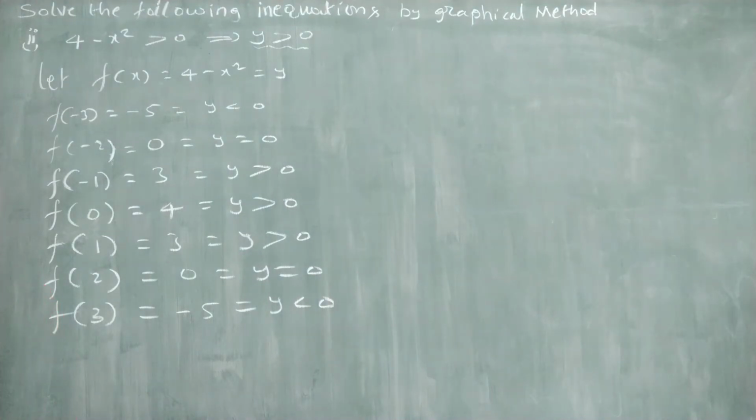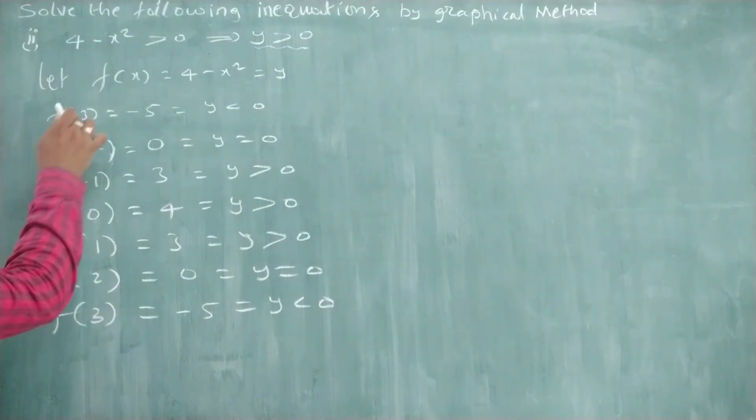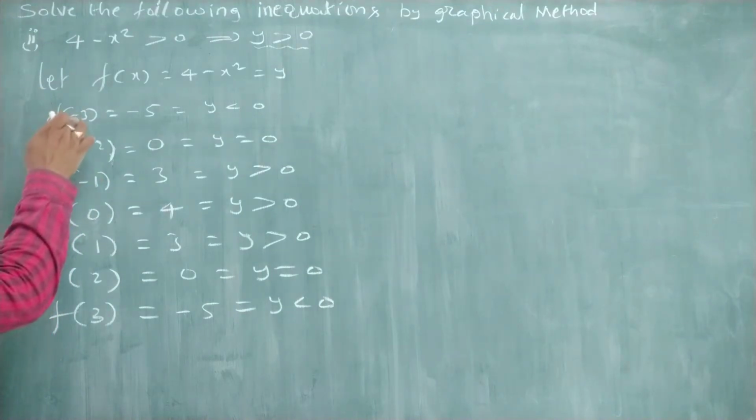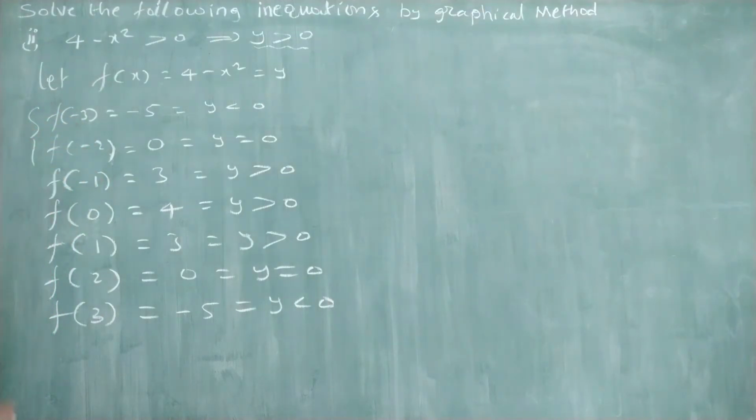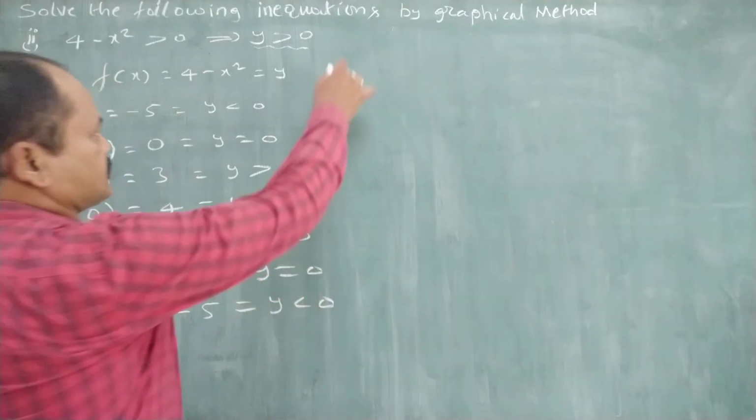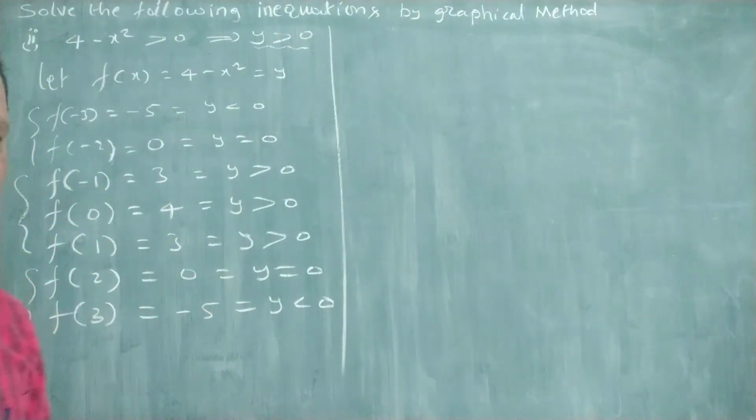Are you clear? So these two are not satisfying the inequation, and these two are not satisfying the inequation. This part is satisfying the inequation. Now we are going to draw the graph for this one.